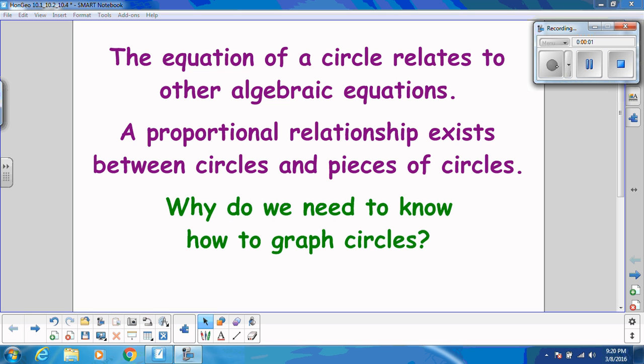In this video, we're starting the next unit on circles. Basically, in our circle unit, we're going to be thinking about these topics. How the equation of a circle relates to other algebraic equations. A proportional relationship exists between circles and pieces of circles. And the question, why do we need to know how to graph circles?